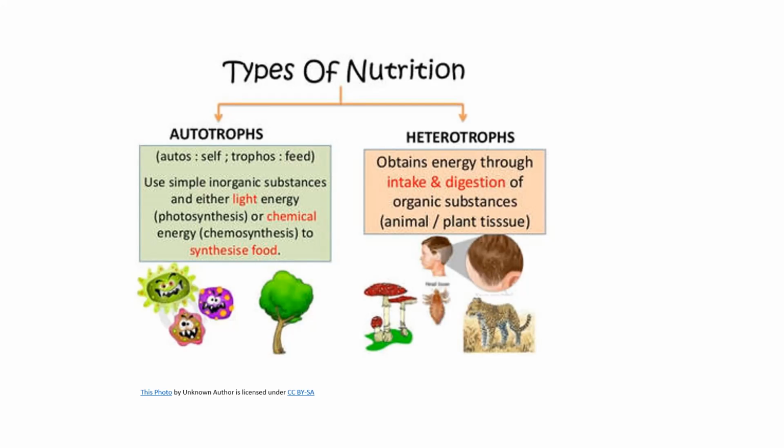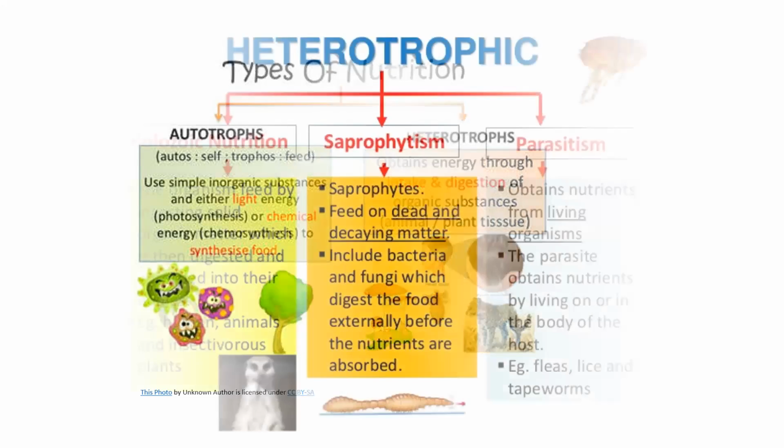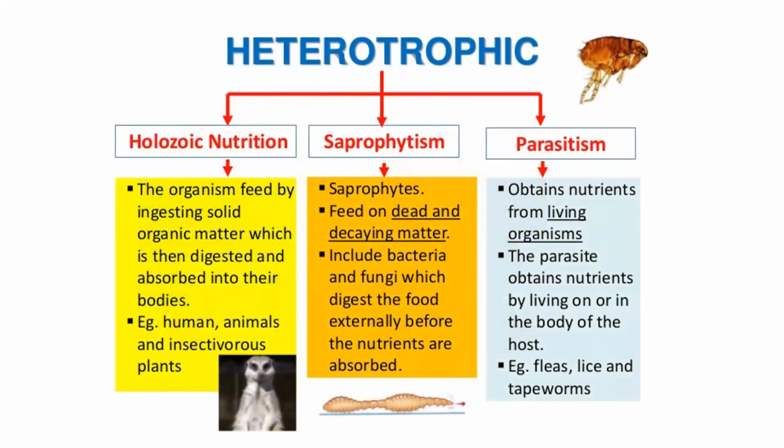And we can see other animals like your lion, your hare, deer, all of these eat grass. All of them eat grass. So these heterotrophs are further classified into three types, right? So one is your holozoic nutrition, right? The other one is your saprotrophic mode of nutrition, and the third one is your parasitic nutrition.